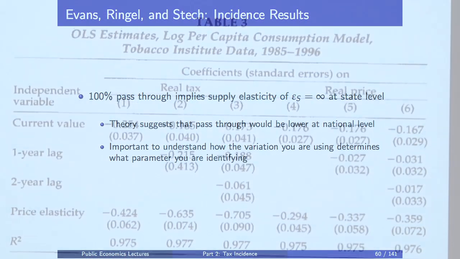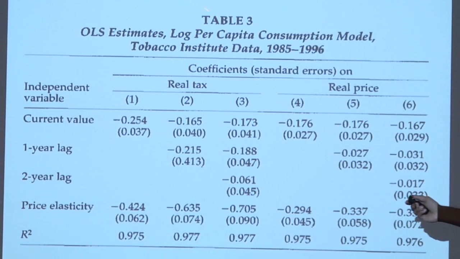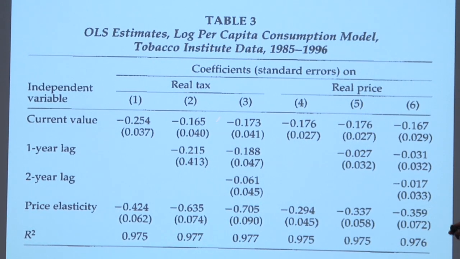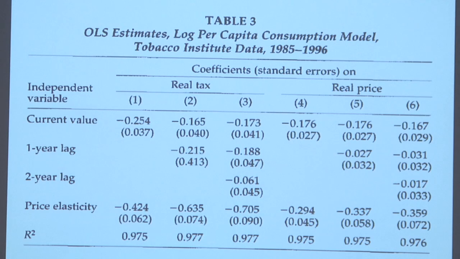Okay, let's now turn to quantities. So now we're putting on the left-hand side log per capita consumption. And the way to interpret this is that a $1 increase in the price reduces consumption by 25%. Okay, so delta Q over Q, or delta log Q, is 0.25, all right? So then from that, we can compute a price elasticity, and let's talk about how we do that. This is a price elasticity of demand.